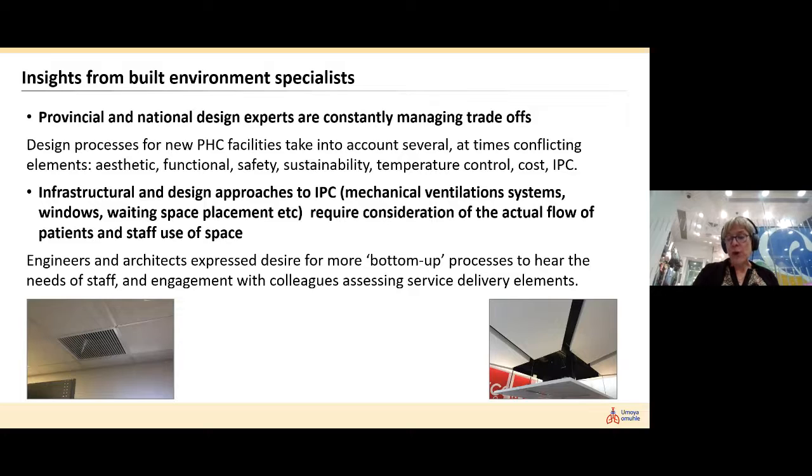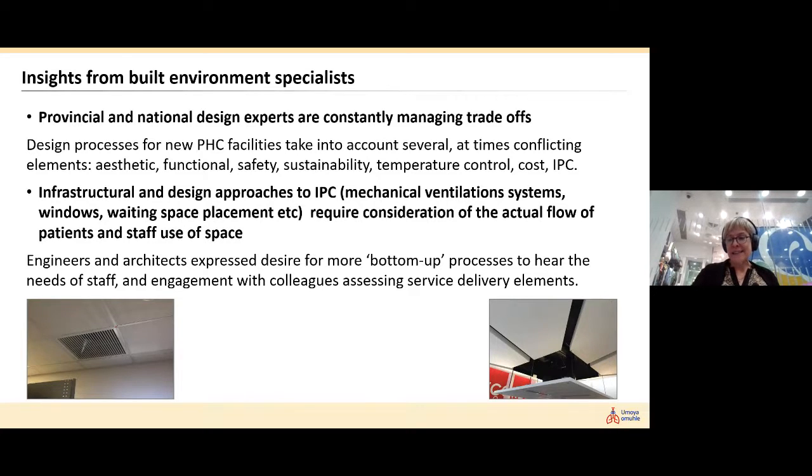Infrastructural and design approaches to IPC require consideration also of the actual flow of patients and staff and the use of space. And engineers and architects express desire for more bottom-up processes to hear the needs of staff and engage with colleagues, assessing service delivery elements in a more co-design approach.